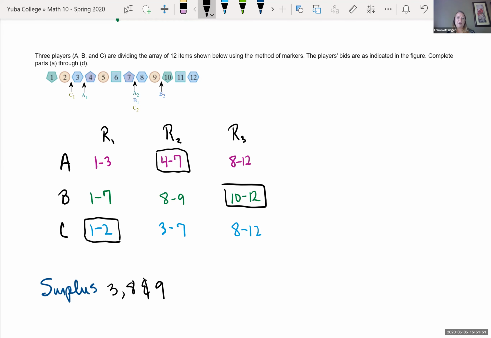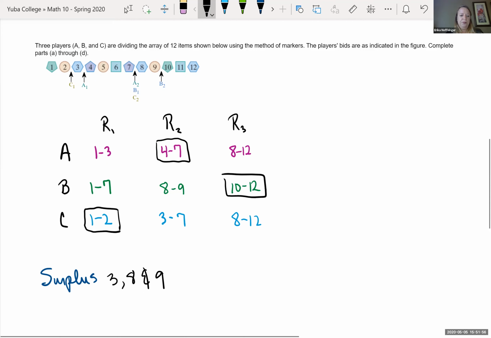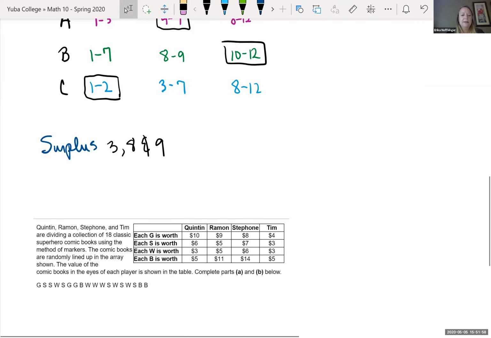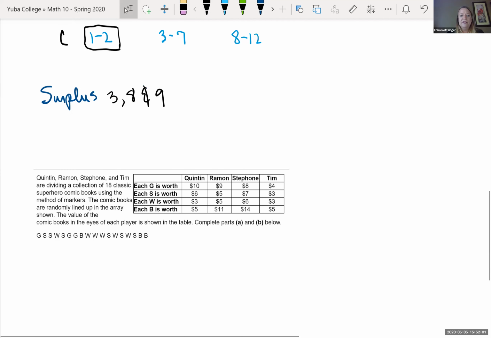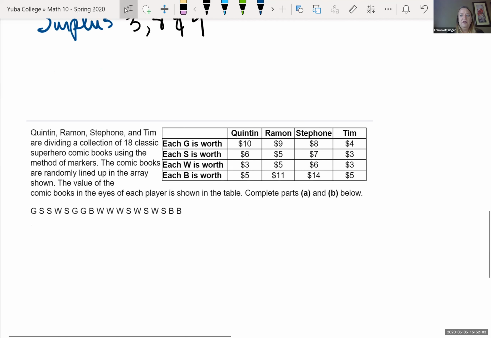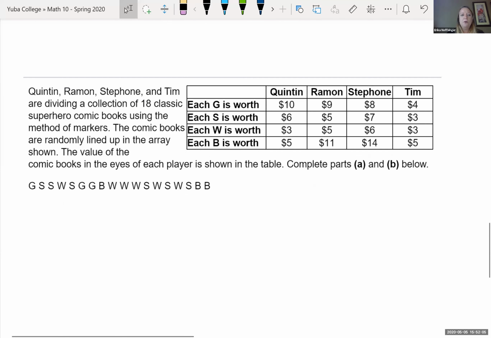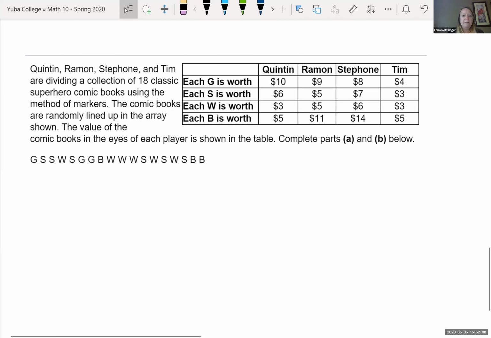Okay, so let's look at it where we actually have to place this. Let's see. Actually, they do place it for us. We're going to place the markers of these students. Okay, so we have Quentin, Raymond, Stefan, and Tim dividing a collection of 18 classic superhero comic books using the method of markers. The comic books are randomly lined up in an array shown. The value of the comic books in the eyes of each player are shown.